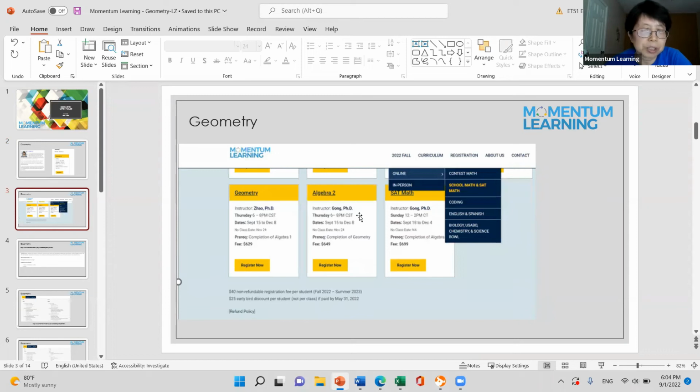Next, how to register. You can go to the Momentum Learning website, and then go to 2022 fall, and in the drop menu you can see online. So you choose online, and you can find the school math. This one is the geometry, all right? And then click register now, and you can register.